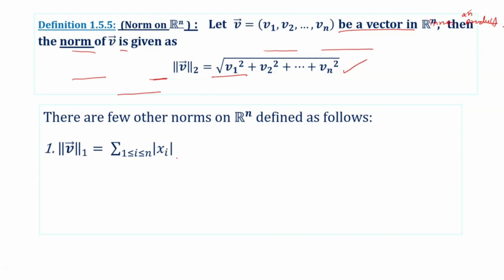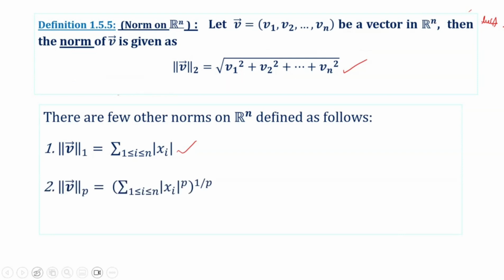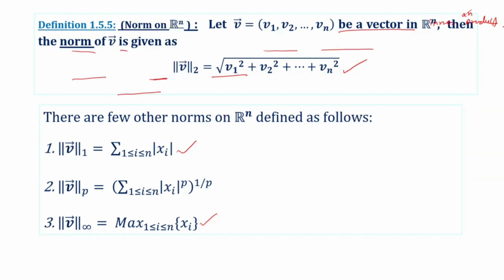The norm ‖V‖1 is equal to the sum of the absolute values of each component. Then we have ‖V‖p, which is the sum of the absolute values of xi to the power p, all raised to the power 1 over p, and ‖V‖∞ is the maximum of the |xi| over the given vector.